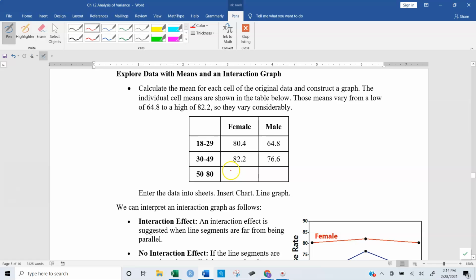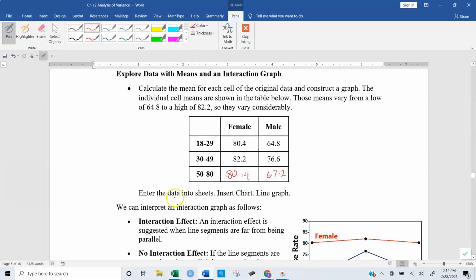When I did this, I got 80.4. And the other one, I got 67.2. Now, if you look, it looks like it varies quite a bit. We have a high of 82 and a low of 64. So there's a considerable variance. Now we've got to figure out what it deals with.